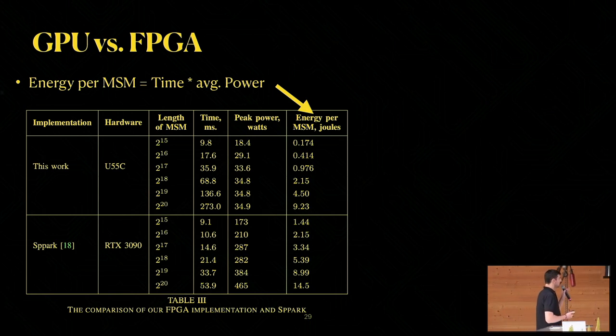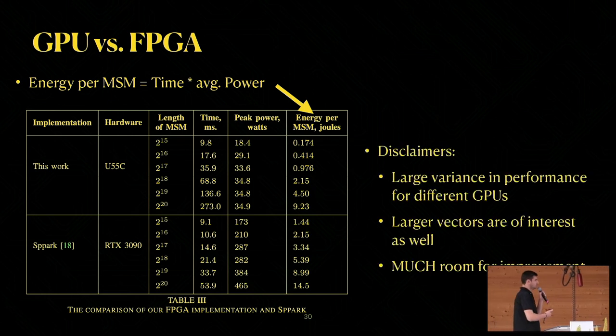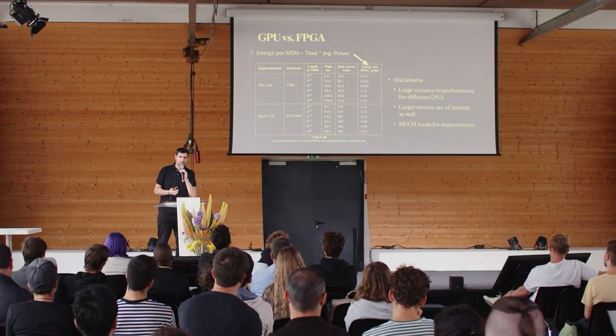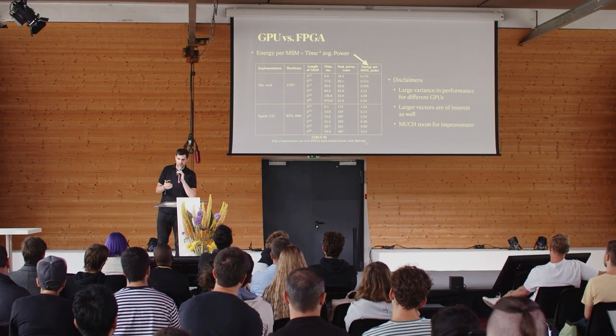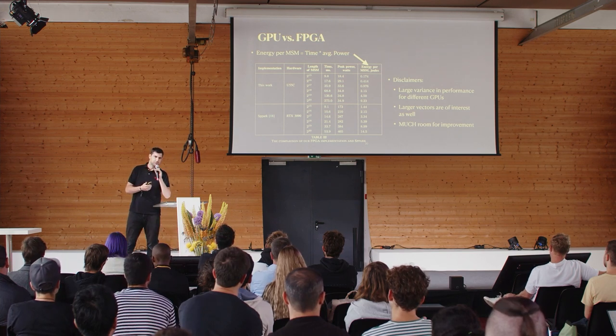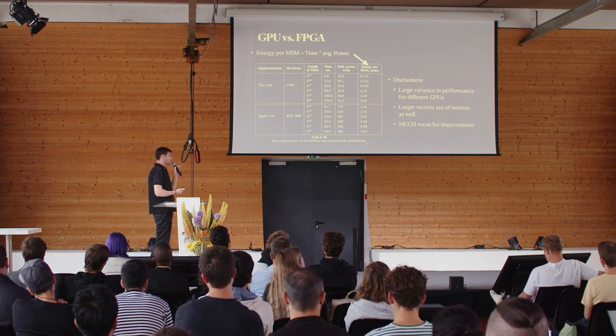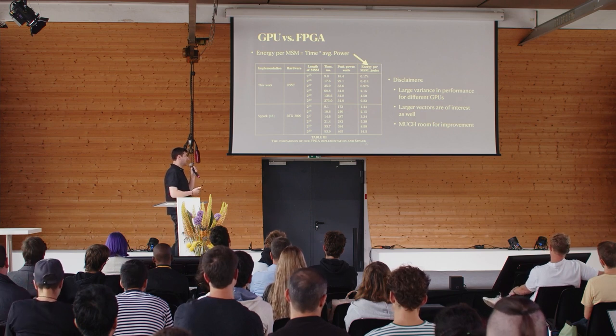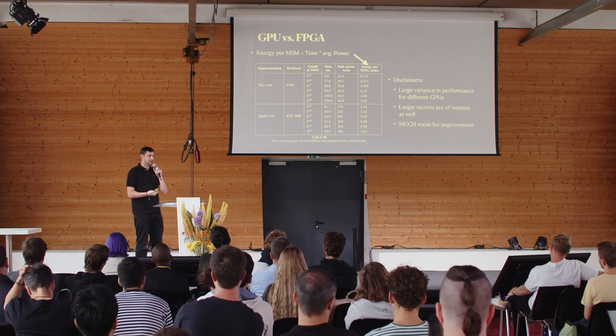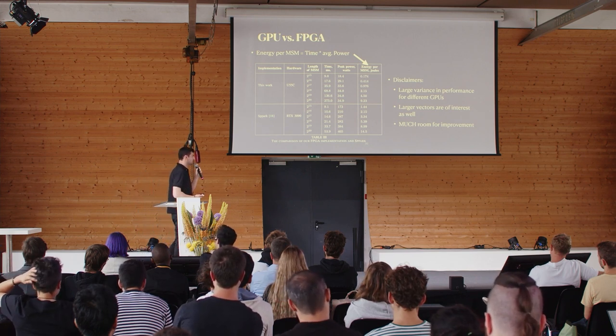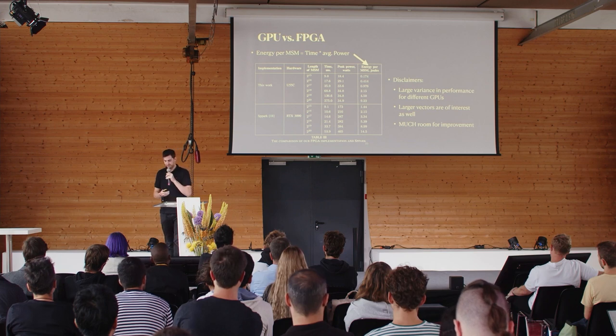And you can see that there's this efficiency that you get when you use the FPGA. Again, what we measure here is the integral over time of the power consumption. Now, a few disclaimers. One, there's a huge variance when it comes to GPUs. In hardware, it's the same thing every time, but the GPU is really different if it's a consumer GPU or a data center GPU, and so on. Second, as I said, larger vectors are also interesting. And finally, I already know that both in FPGA and GPU, there are already way better results than what is presented here. And I hope that maybe in ZPrize and other competitions, we'll see some of them.